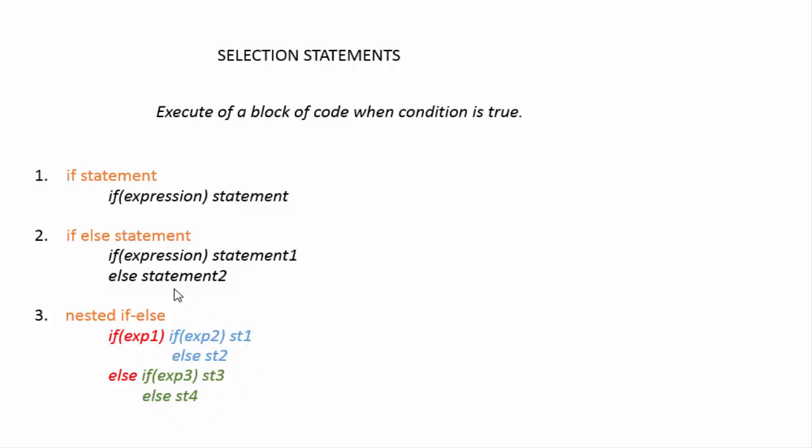So it means that the green part acts as a statement 2, and it is very much possible that statement 1 and statement 2, or statement 3, 4, can again be other if else statements. If these are also if else statements, then we call it multi-nesting of if else statements. Next we shall see else if ladder.